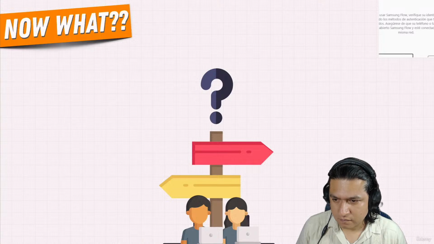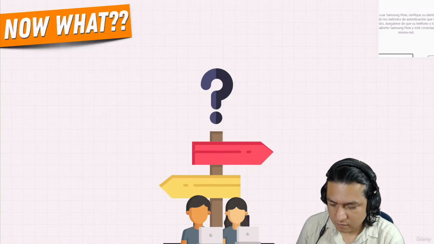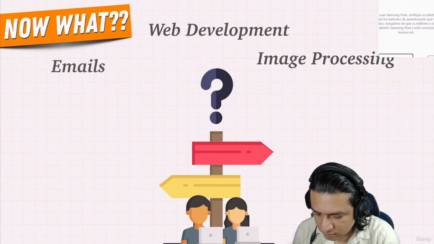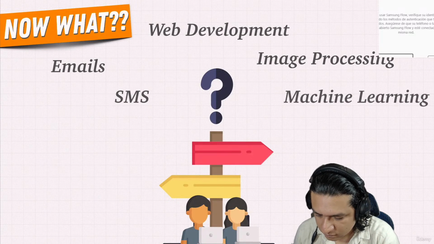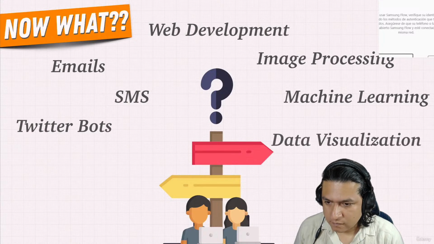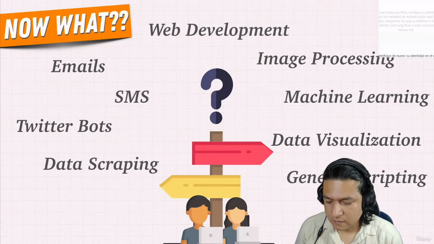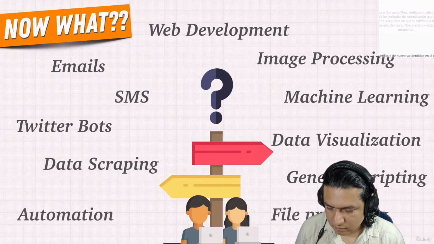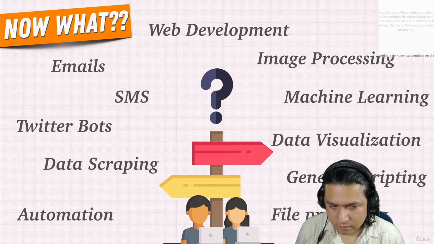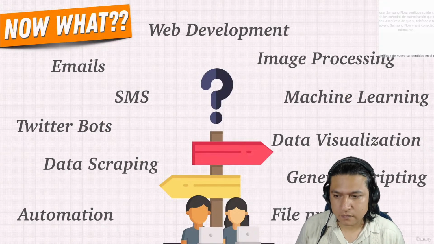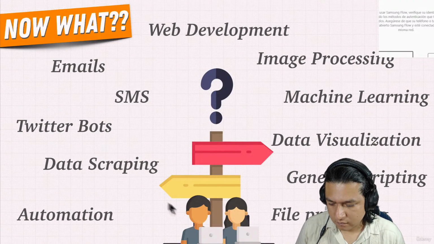Python is one of the most popular programming languages because it can be applied to lots of things. How many things? Well, we can do web development. We can do image processing. We can send emails with Python. We can even send texts with Python. We can do machine learning with Python. We can create our own Twitter bots. We can do data visualization and data analysis. We can do something called data scraping. We can just do any general scripting with Python. We can do automation, and we can process files like PDFs, Excel files, and many others. And we're actually going to show you and build projects around all of these topics in the upcoming sections.